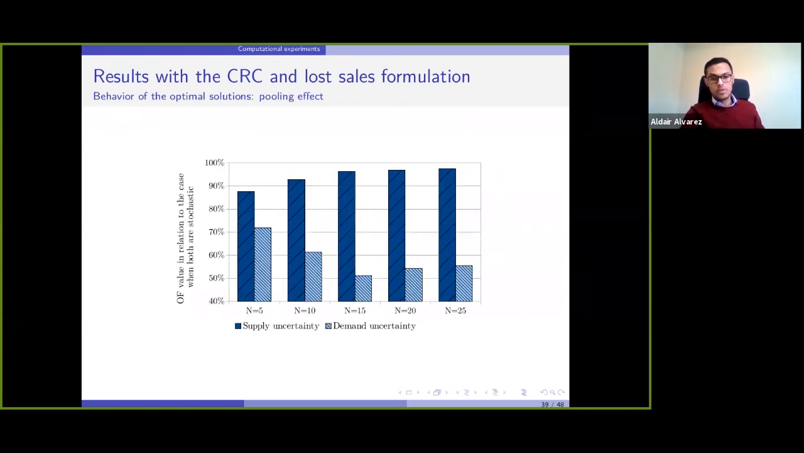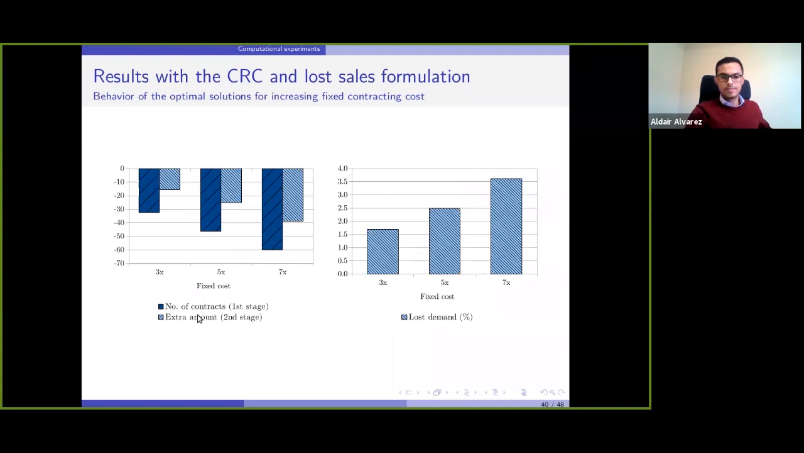We can also observe the pooling effect here in this case with the capacity reservation contract. So as we increase the number of customers, the solutions with only stochastic demand tend to get cheaper, and the opposite for the only stochastic supply. And there was a configuration in which we had a given fixed cost and procurement cost, but those results depend on the cost configuration.